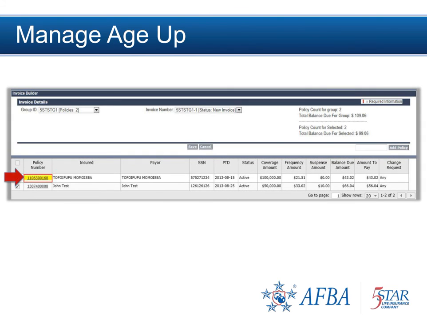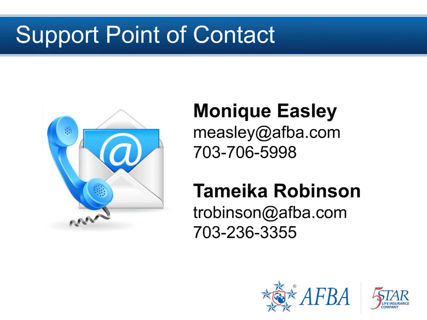On the Invoice Detail page, the system will highlight any policy where the insured is about to age up and the premium is going to increase in the next 60 days. The policy will be highlighted in yellow. Use this information to start your process to adjust the payer's premium deductions.